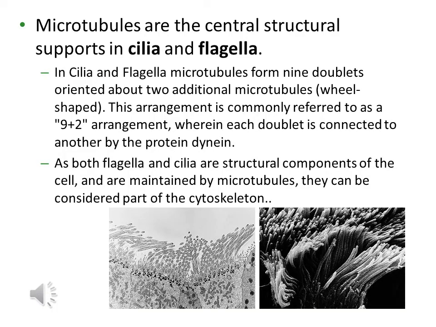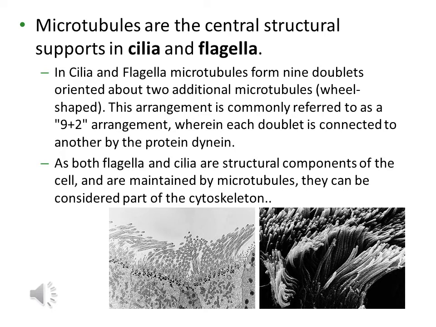The microtubules are the central structural component which supports the cilia and flagella. In cilia and flagella, the microtubules form 9 doublets with 2 additional microtubules, forming a wheel-shaped structure. This arrangement is usually called the 9+2 arrangement, wherein each doublet is connected to one another by the protein dynein. As both flagella and cilia are structural components of the cell and are maintained by the microtubules, they can be considered a part of the cytoskeleton.